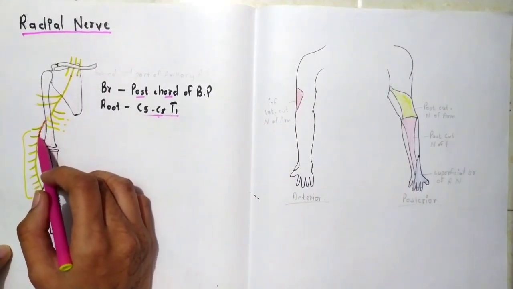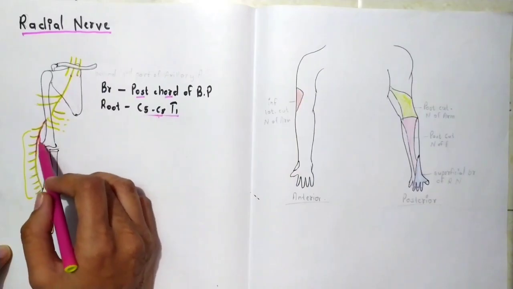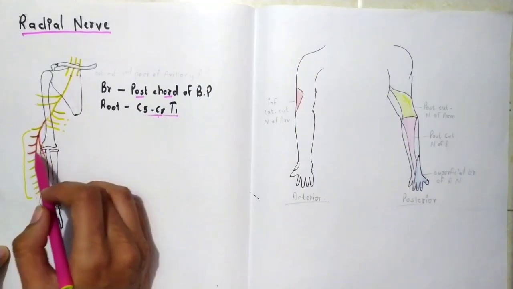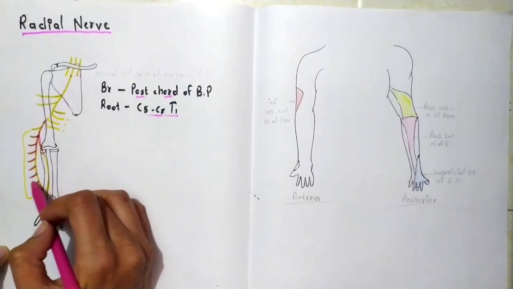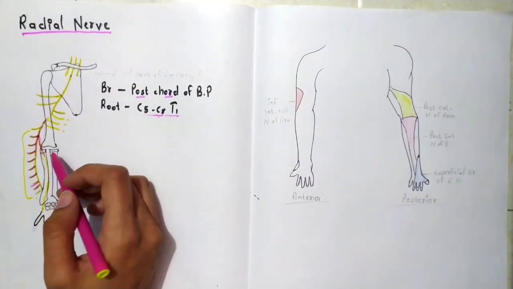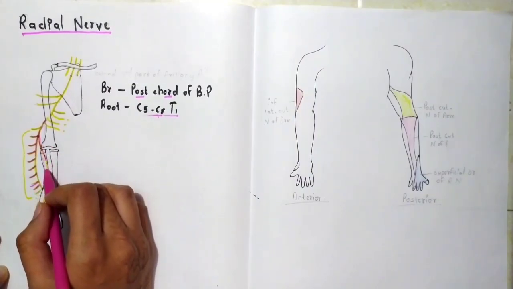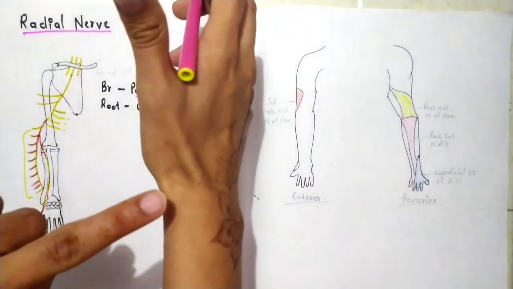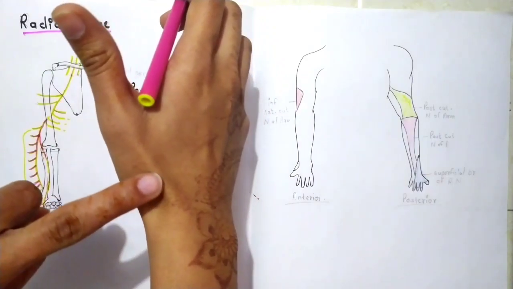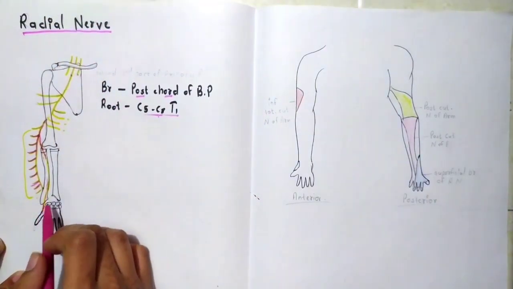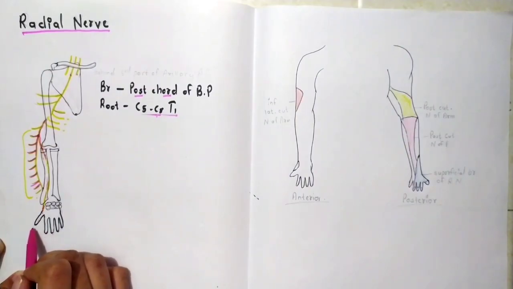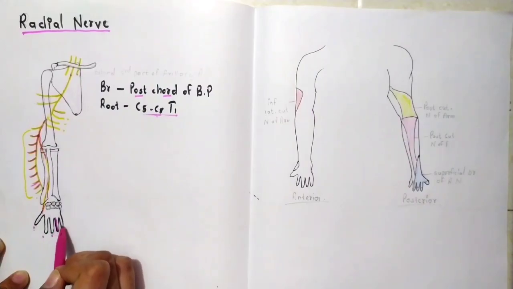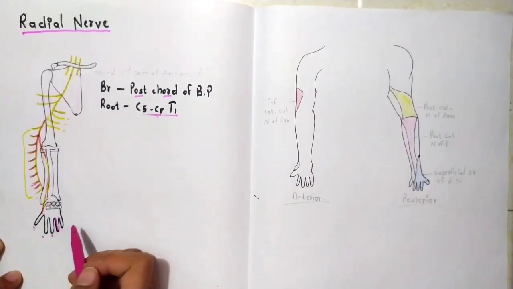In the forearm it will divide into a deep branch and a superficial branch. The deep branch will supply the extensor muscles, all superficial and deep extensor muscles, and the superficial branch will run downward, passing over the anatomical snuffbox which is present here. It will pass through this region and then enter the hand, and in the hand it will supply the lateral 3.5 fingers. We also saw that the medial 1.5 fingers were supplied by the ulnar nerve.